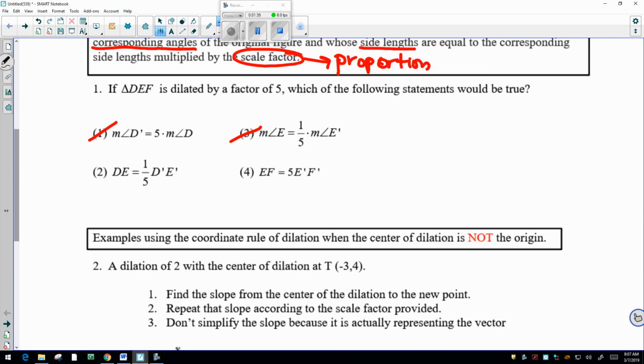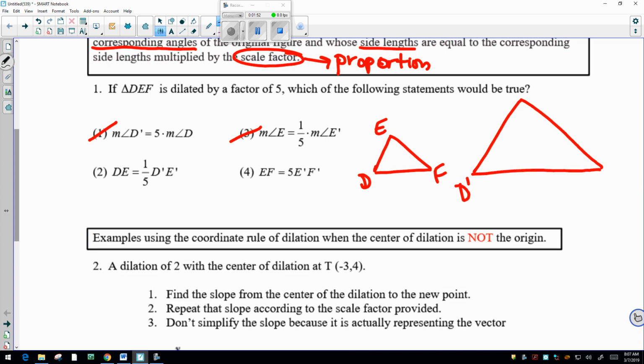So now I have to think, okay, what is going to be changing here? Maybe a good idea to draw a picture just to kind of see what's going on. Seeing your scale factor is 5 means this picture would be getting larger. So if I were to draw out a larger triangle, now take a look at what we have remaining. So I either have DE is equal to only 1/5 the size of D prime E prime. That looks good, but check out your last one. EF, it says, is equal to 5 of these. Okay, that doesn't look so good. So our answer here has got to be choice 2.